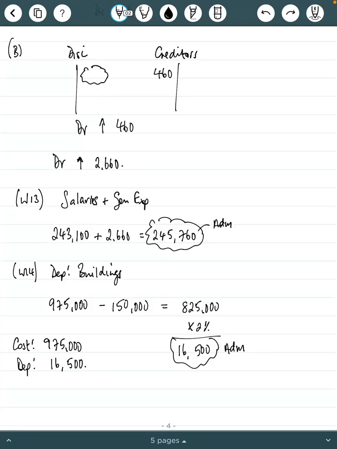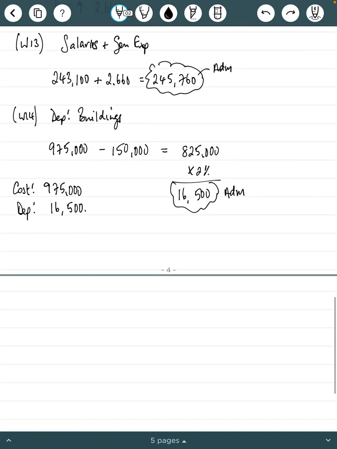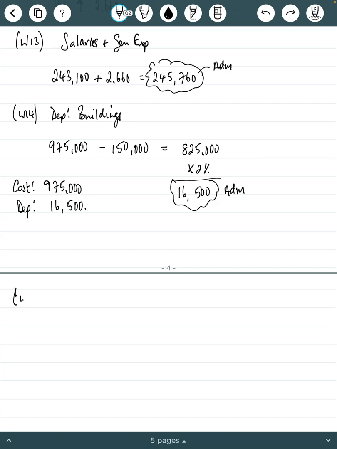Okay, lads, continuing on from getting depreciation of buildings, we move on to the next working, which is working 15, the revaluation reserve. If you look over to the trial balance, you'll see that the land and buildings at cost used to be 850,000. Underneath it, you've got accumulated depreciation on land and buildings, which was 55,000.